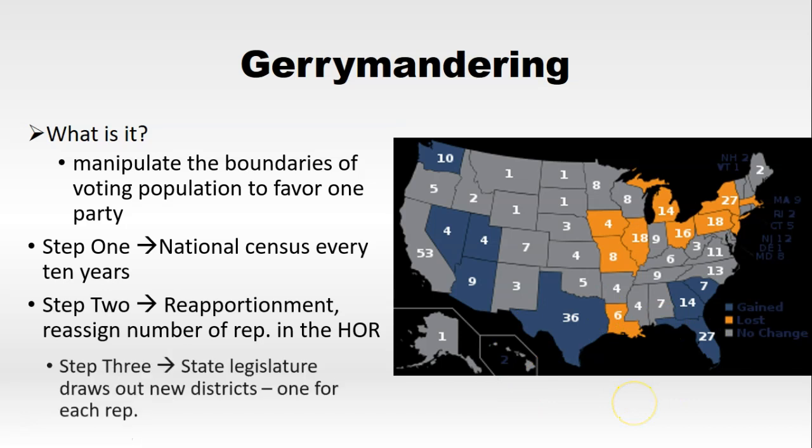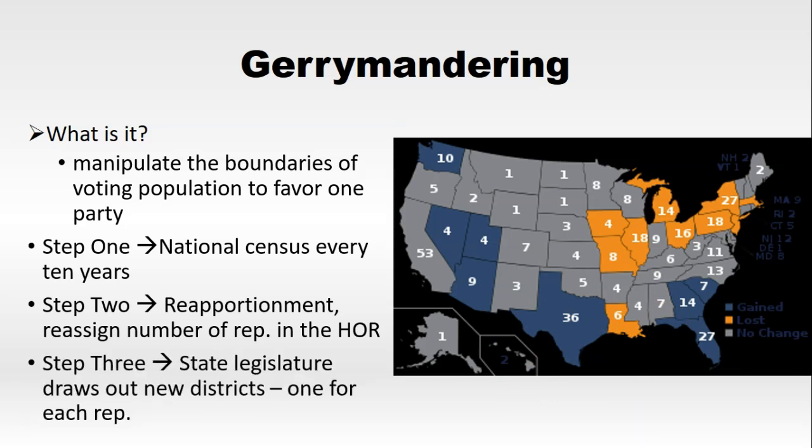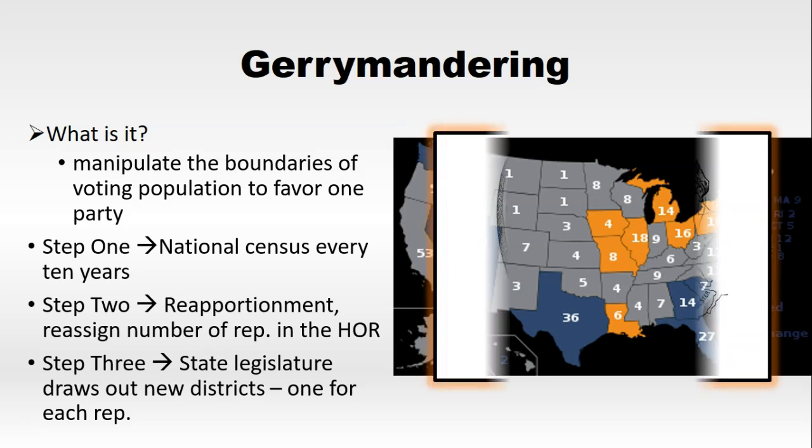Our final step is then we have to draw out our new districts. And it's really up to the state legislatures to do so. However, the state legislatures don't necessarily have to do it themselves. They could hire an outside organization to draw those boundaries for them. But think about it for a second. If you live in a state whose legislature is controlled by the Democrats, well, then that state legislature is probably going to try to draw out the districts in the state to favor the Democratic Party.